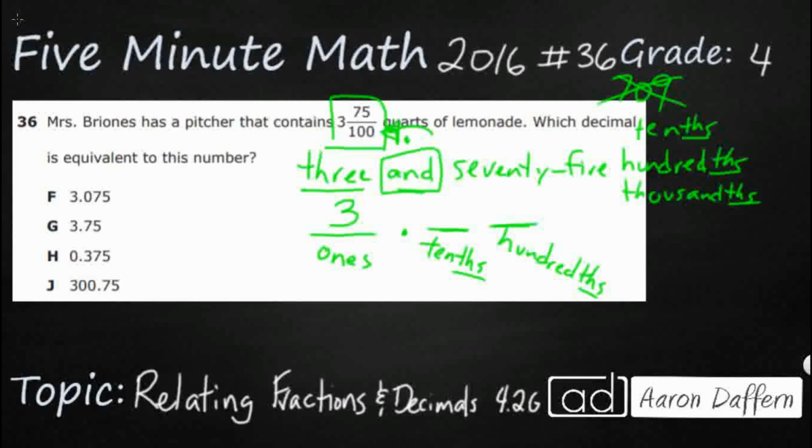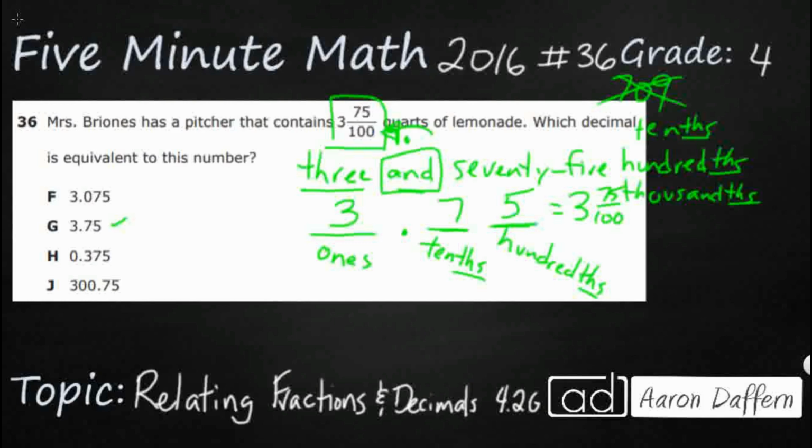So how am I going to build this 3 and 75 hundredths? Well, I'm going to build it just like this. 75 is basically 7 tens and 5 ones, so when we're dealing with fractions, 75 hundredths is 7 tenths and 5 hundredths. So this right here, 3.75, is the exact same as 3 and 75 hundredths as a mixed number. And once in 4th grade we figure out how to relate fractions and decimals, life becomes a little bit easier. So we see that as our answer right here as G.